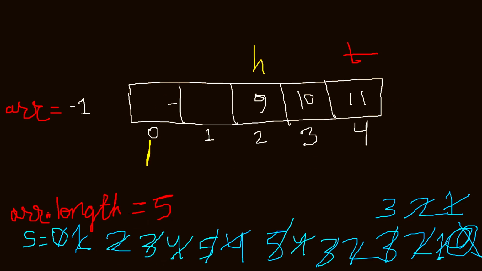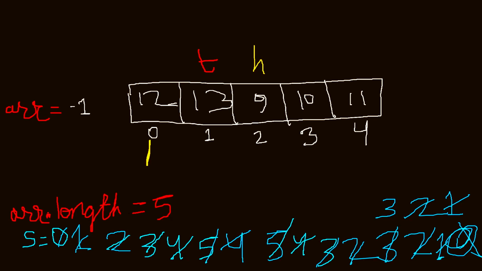So the tail will go back from index 4 to index 0. Okay, and insert a new element, let's say 12. Okay, then again we will go back and delete this. The tail will go here, and 13 will be inserted at index 1. Every time I am forgetting to increase the size. Okay, so let's increase the size.